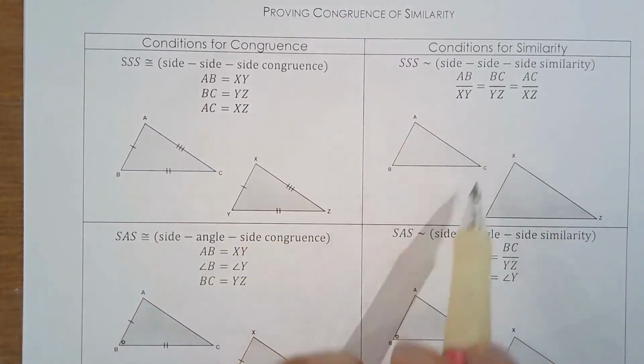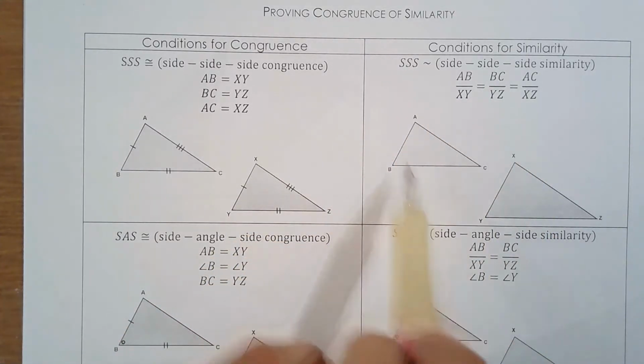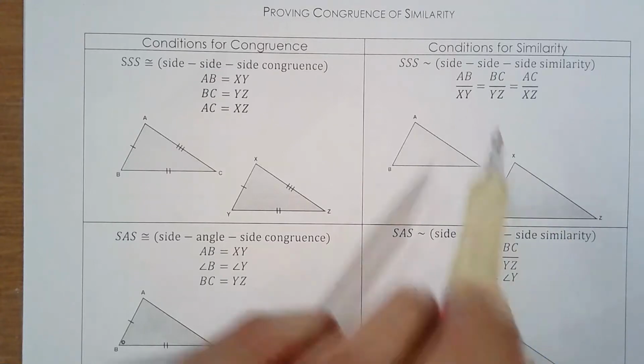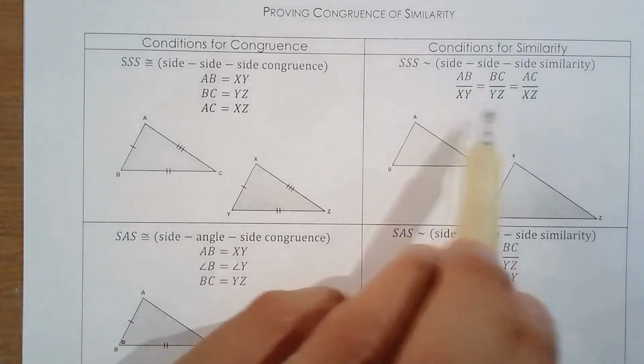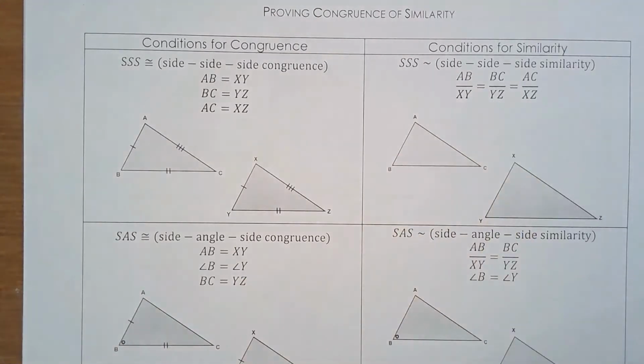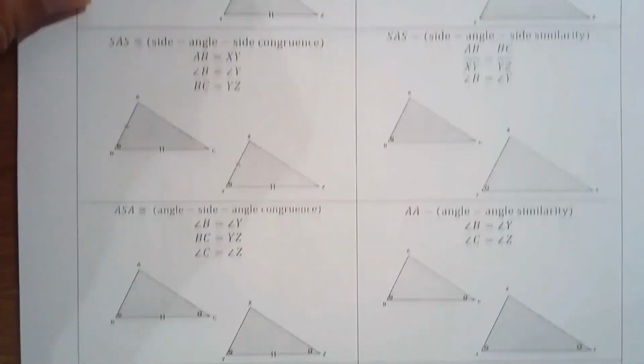So if I'm given all three sides of triangle ABC and triangle XYZ, if I see that the corresponding sides are proportional, just like what I showed earlier, then guess what? The two triangles must be similar. Okay, what about this one?